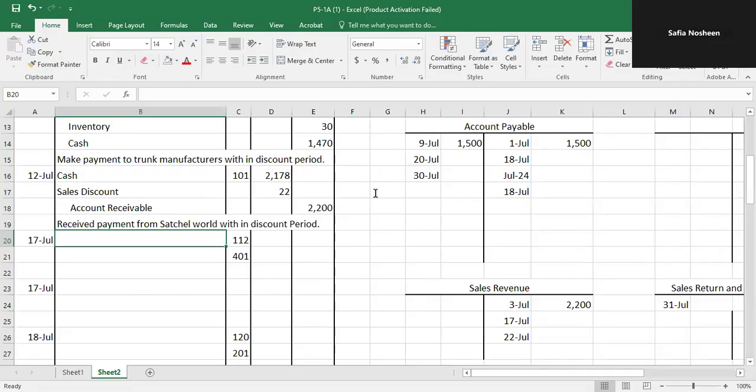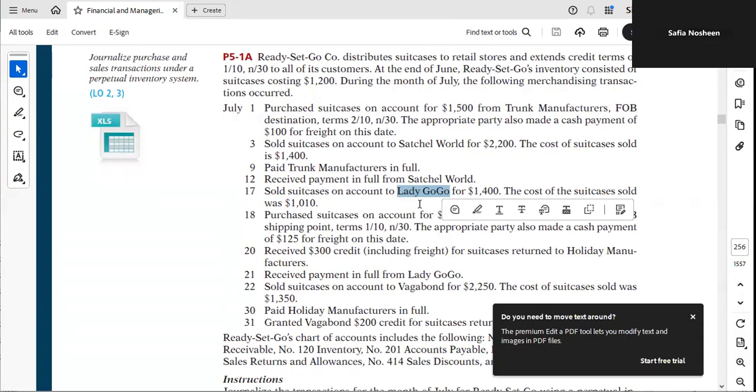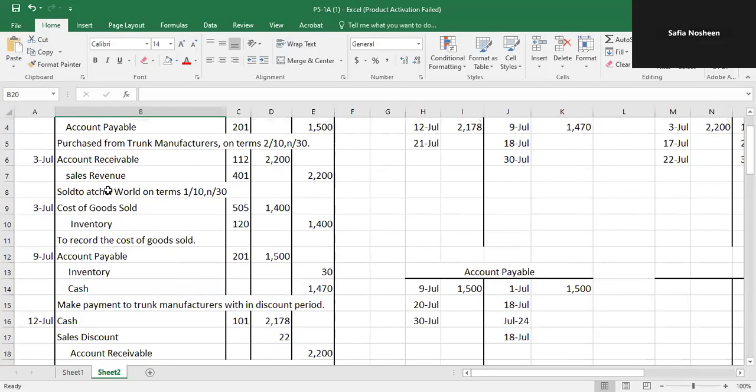sold suitcases on account to Lady Gogo. So we are making sales, and we are given two types of information. One is for the sales revenue account, and the other one is the cost of goods sold. So 1400 and 1000. Again, we will make the same type of entry to record the sales revenue and to record the cost of goods sold.